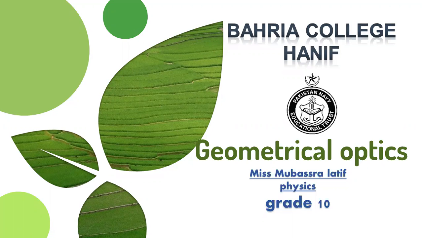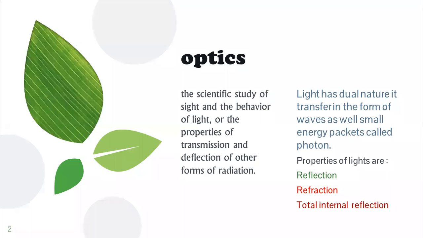Today we are going to study chapter 3 from grade 10, and the name of the chapter is Geometrical Optics. In our first term, there are 3 chapters included: first, second, and third. As we have studied the previous 2 chapters, now we are going to study chapter 3, that is Geometrical Optics. So first of all, you should know what optics is.